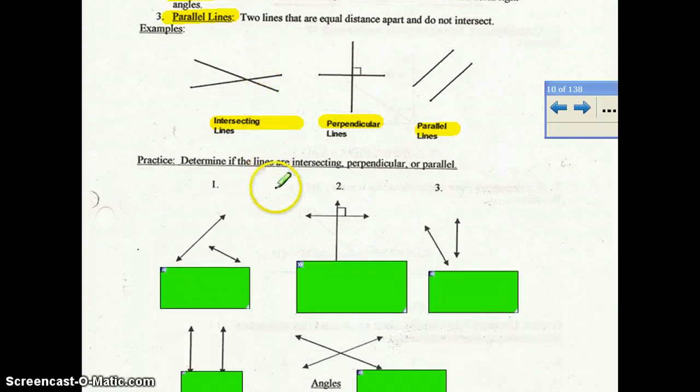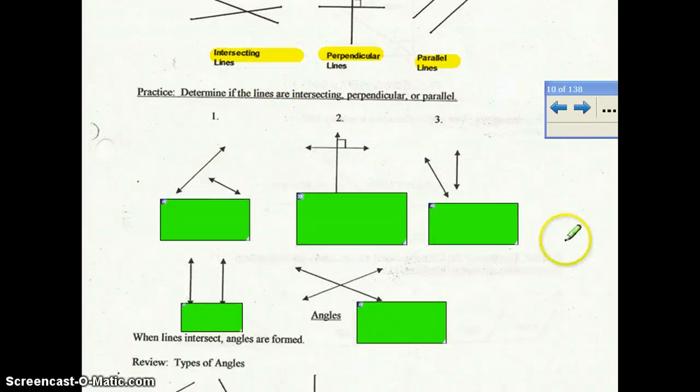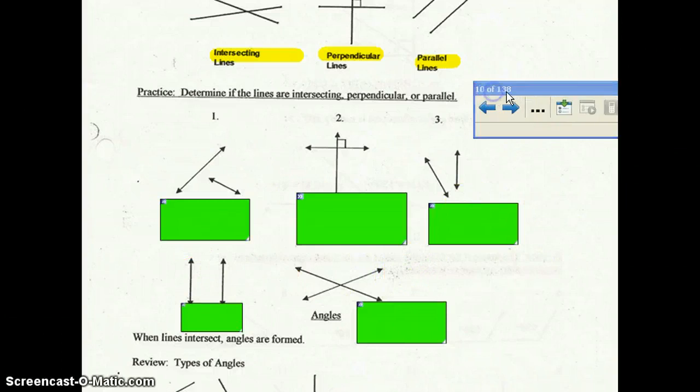Right now I want you to pause the video and then write down if you think the following from 1 through 5 are intersecting, perpendicular, or parallel. Then we will press play and we'll check over the answers.